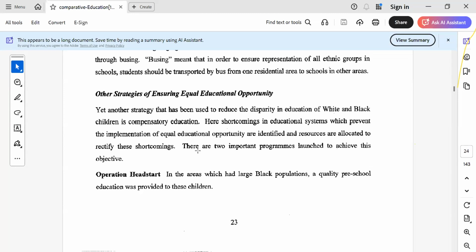Struggling. Yet another strategy that has been used to reduce the disparity in education of white and black children is compensatory education.